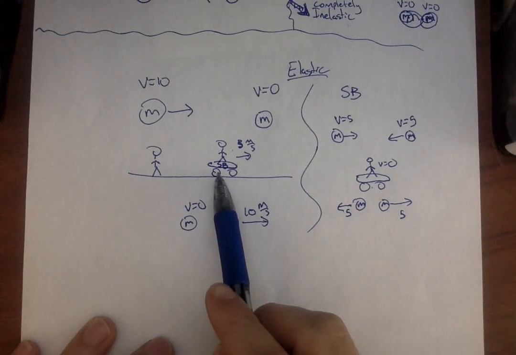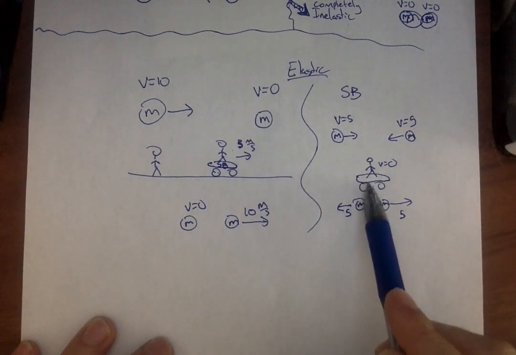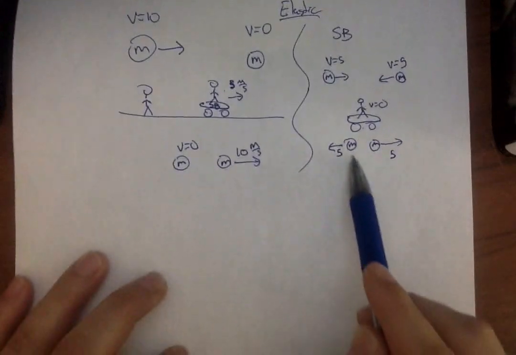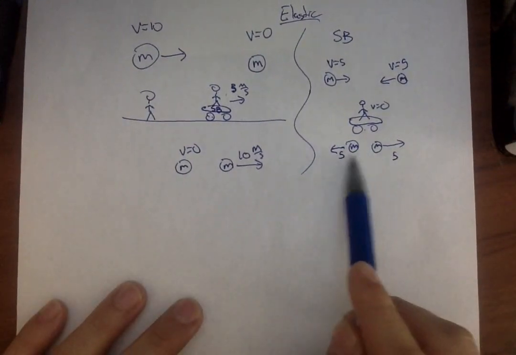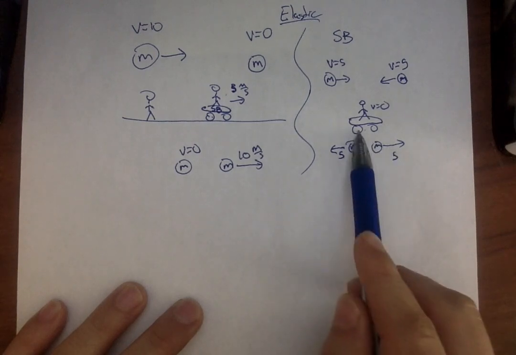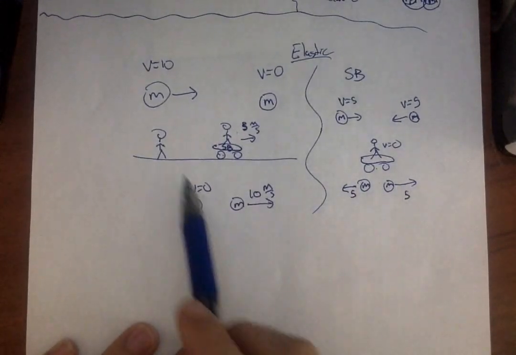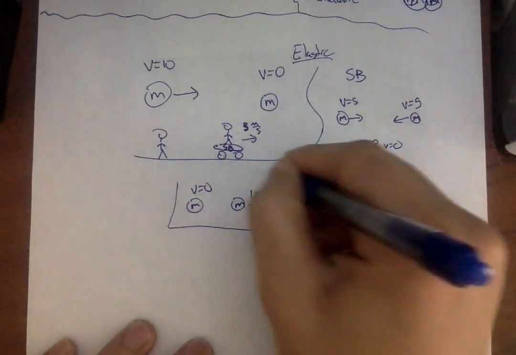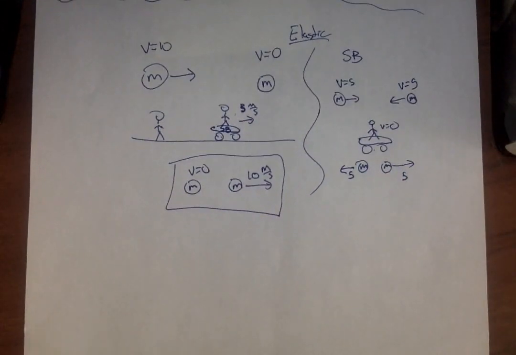What we're going to do is we're going to view this from the skateboarder's perspective. From the skateboarder's perspective, both balls are approaching at the same speed and the same mass. If it's an elastic collision, they have to bounce back with the same speed. But this is from the skateboarder's perspective. Let's take this situation and imagine it from the stationary person's perspective. And this is the outcome from the stationary person's perspective for a completely elastic collision.